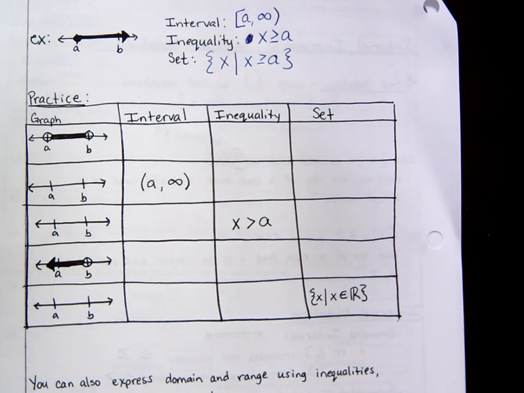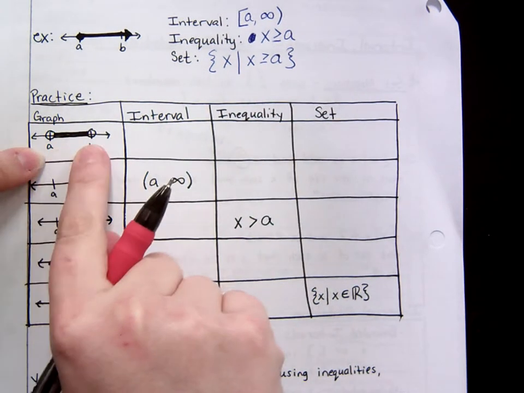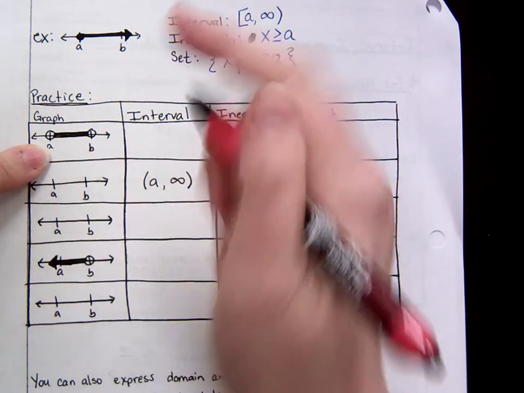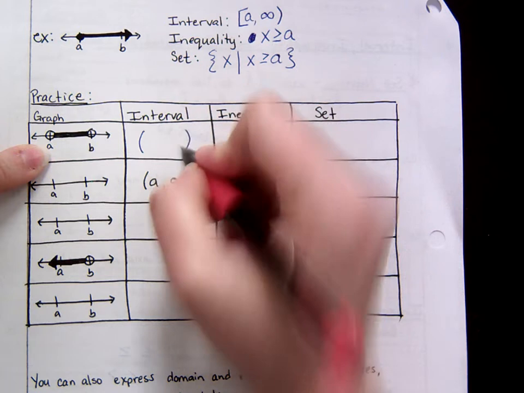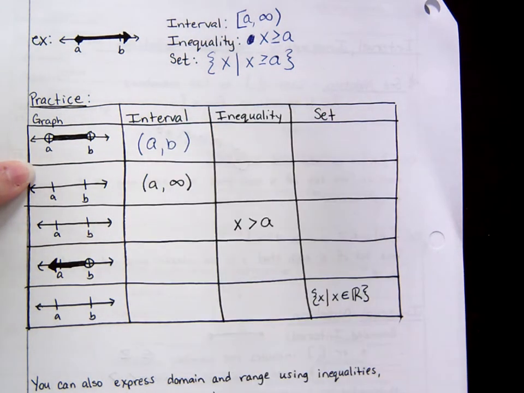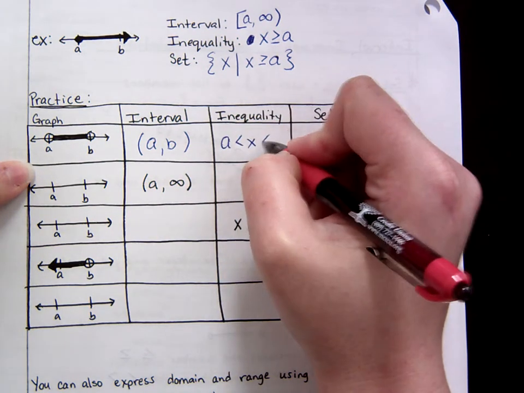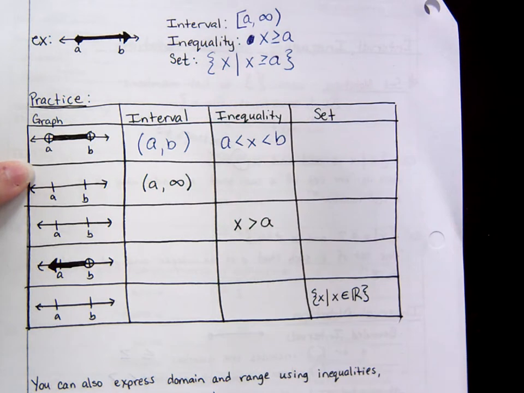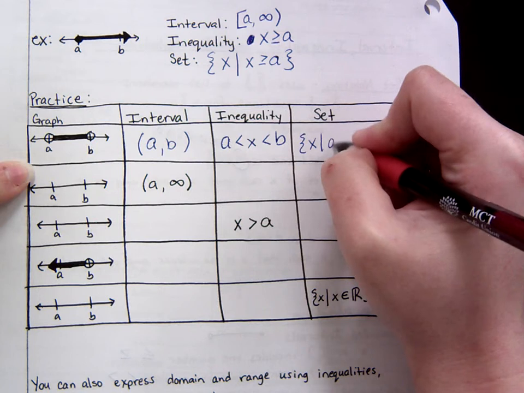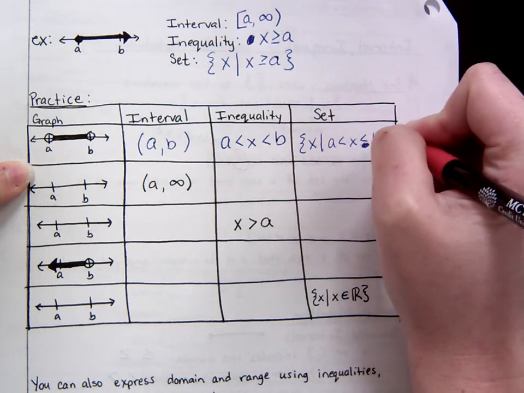So if you want to pause the video and try some of these, go ahead. I'm going to go ahead and talk through. We have a number line here, bounded on two sides with open circles. So we use parentheses on both sides of my interval notation. Starts at A, goes to B. My inequality would be A less than x less than B. And set notation would be the set of x such that A is less than x is less than, whoopsie, it's just less than B.